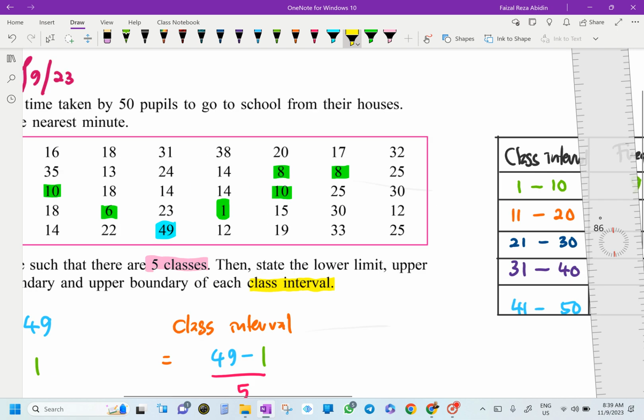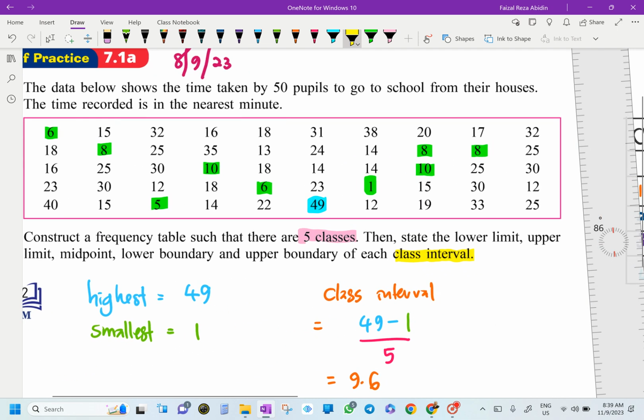Okay. 11 to 20. 1, 2, 3, 4, 5, 6, 7, 8, 9, 10, 11.